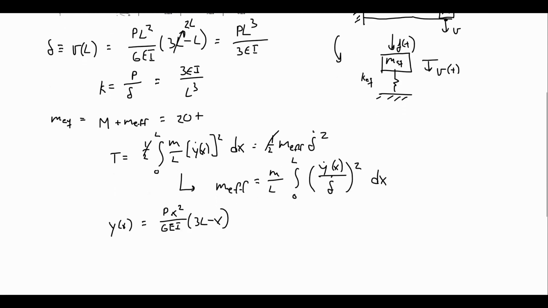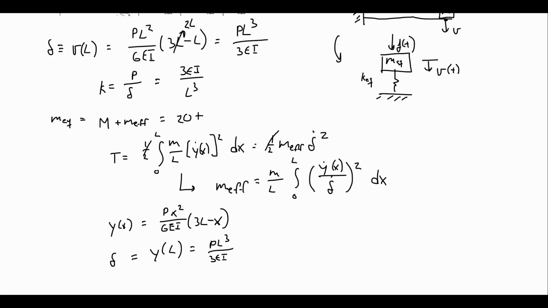And the delta is the same thing as y of, in this case, big L. And actually that we've already calculated. That was the P L cubed over 3EI. Right, so the idea of the delta is the same thing here as it was for the spring constant. Delta is the deflection at the degree of freedom we're trying to track specifically.